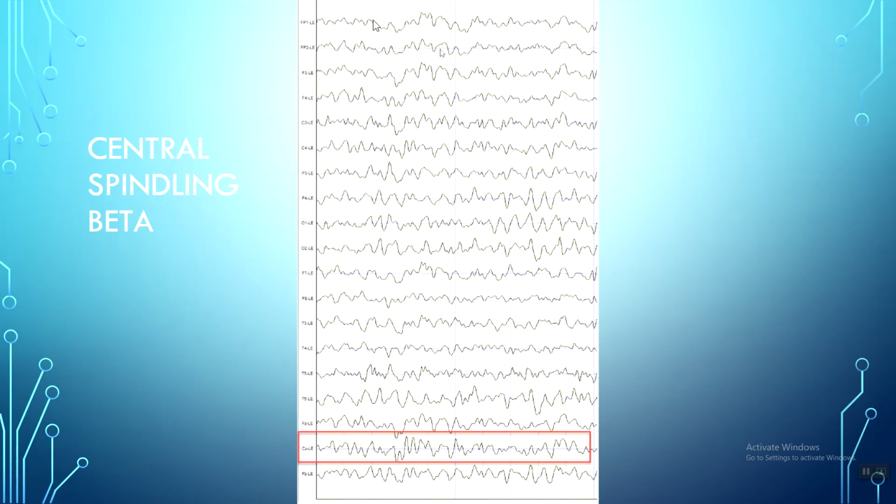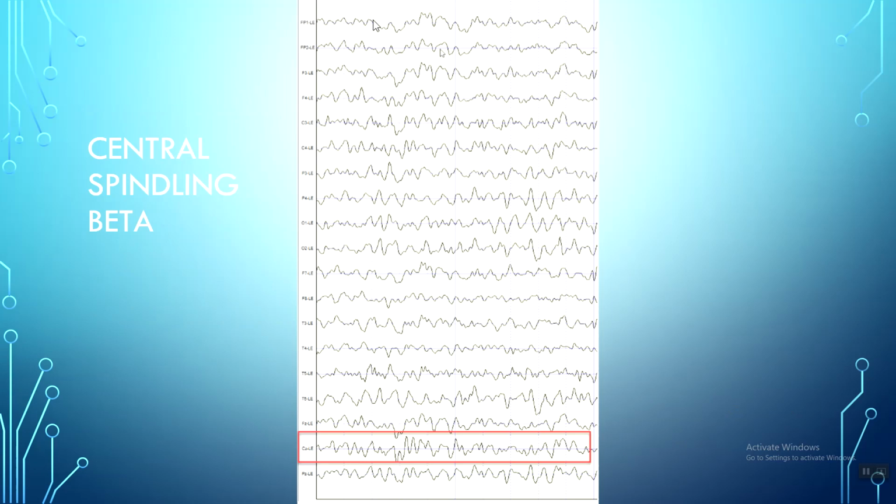Here's one simple profile of stress: central spindling beta. It's central because it's at CZ. C stands for central, Z stands for zenith. So frontal zenith, central zenith, parietal zenith. CZ is the tippity top of your head. You have no muscles up there. So if you put your fingers at the top of your head and try to flex your muscles, you got nothing. The good news about that is that you're not going to get muscle artifact at the top of your head. There's no way to get fake beta up there.